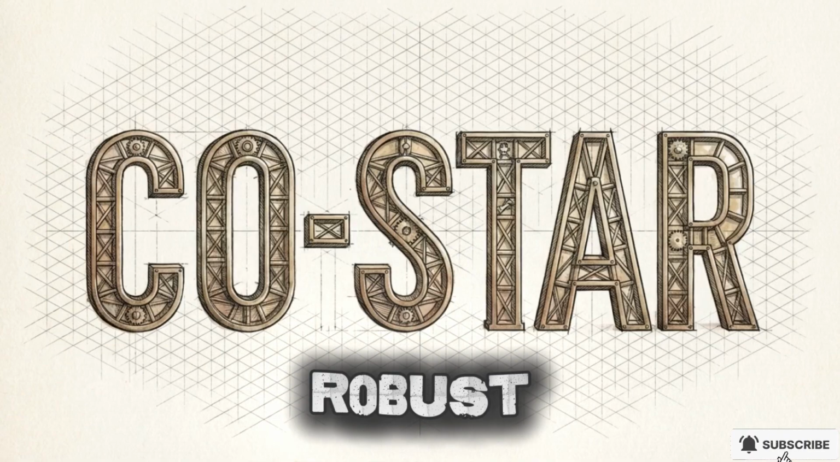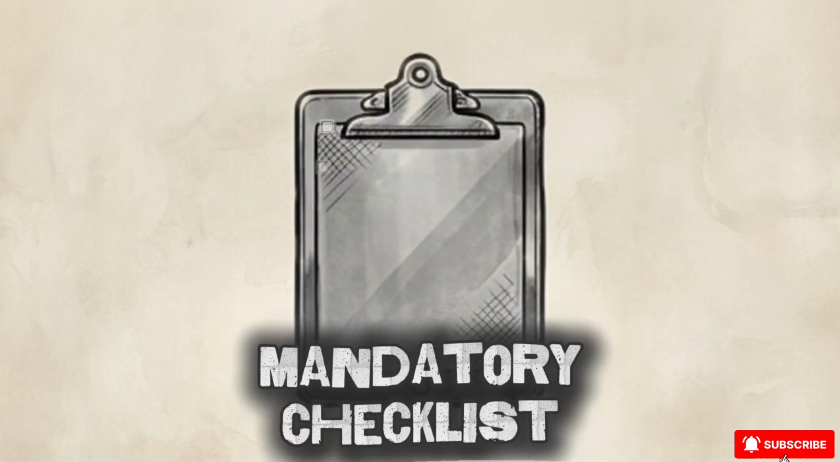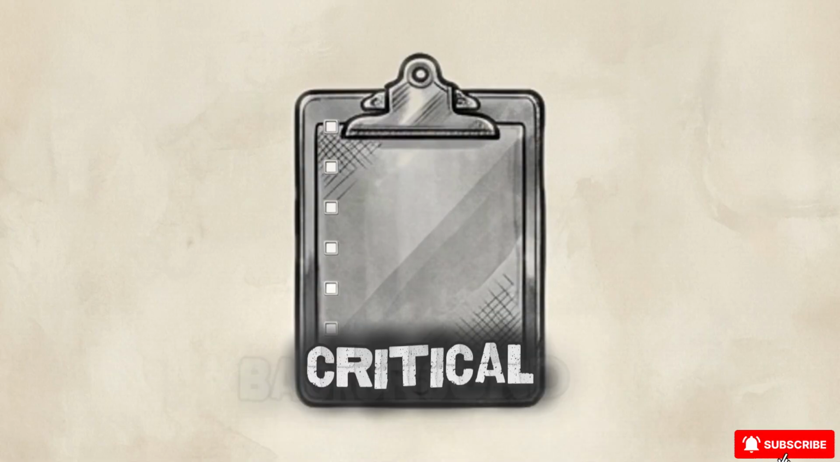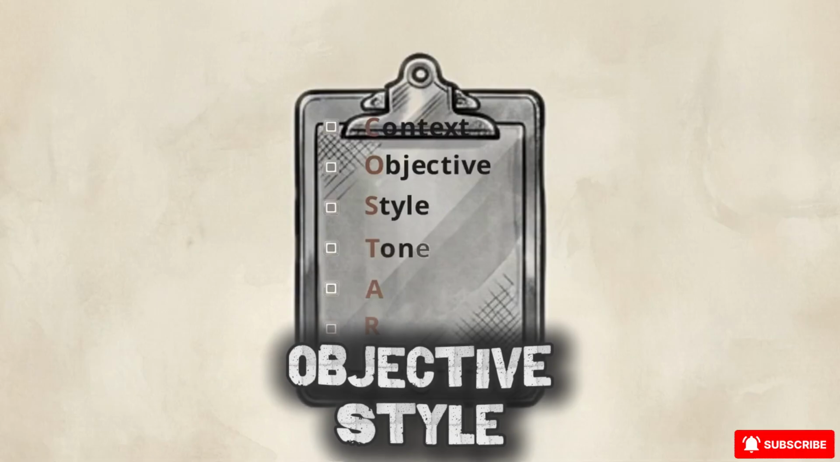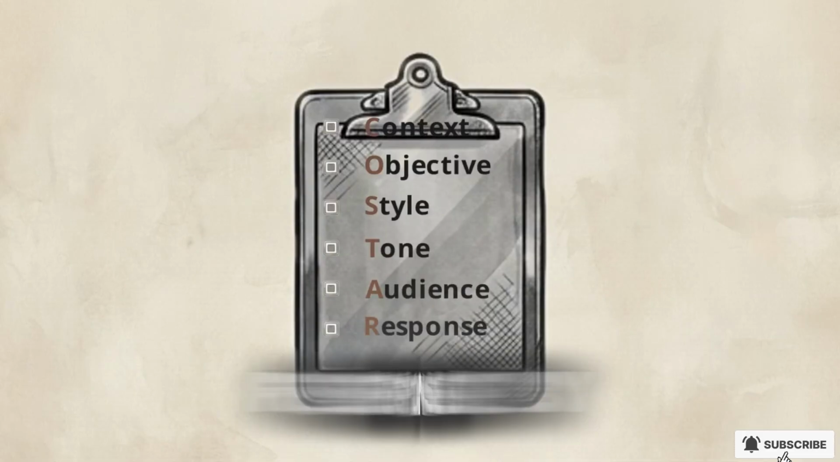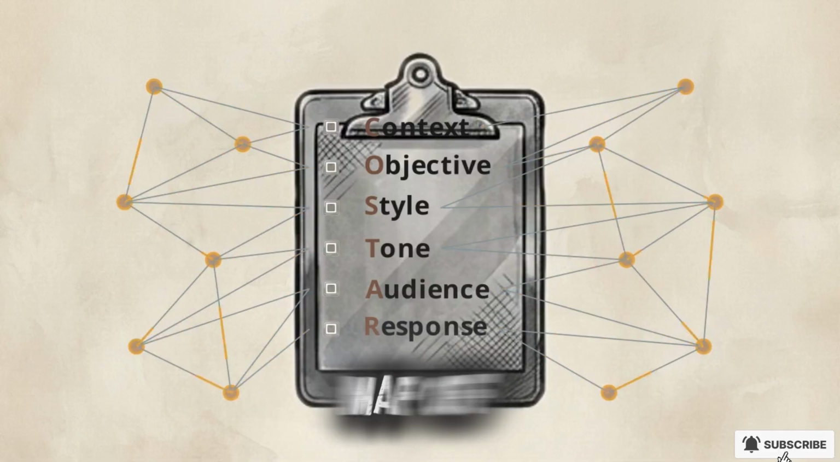To make the template robust, we use the CoStar framework. This acts as a mandatory checklist to ensure you don't leave out any critical background information. You'll define the context, objective, style, tone, audience, and response. By addressing all six, you give the AI a complete map of the task.